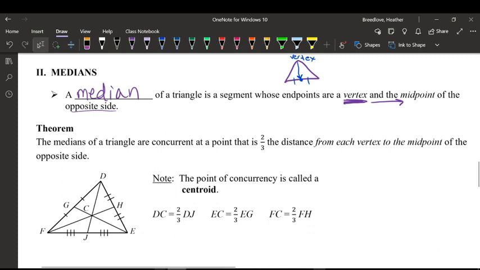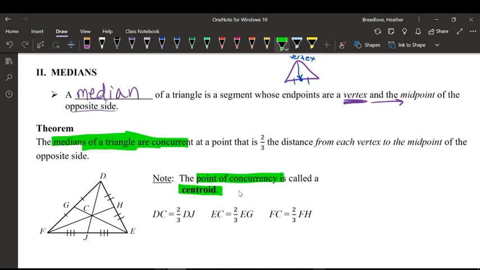So whenever you have the point of concurrency of medians, that is called a centroid, when you're dealing with medians. So medians of a triangle are concurrent at a point that is 2/3 the distance from the vertex to the midpoint of the opposite side.